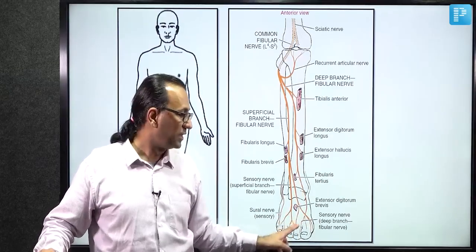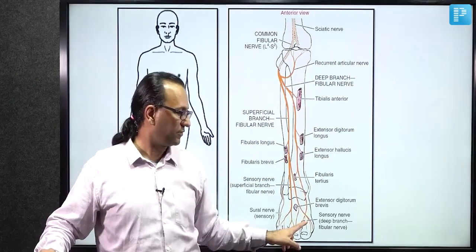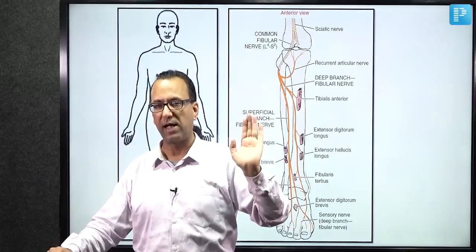Root value is L5. So the great toe is always L5. That is the root value of the deep peroneal nerve. And also remember, dorsiflexion is done by the deep peroneal nerve, so that is also L5.